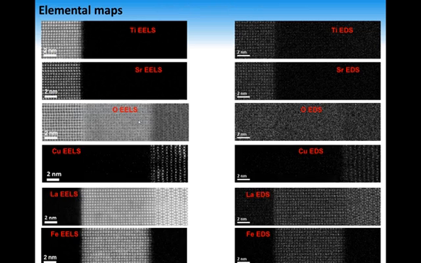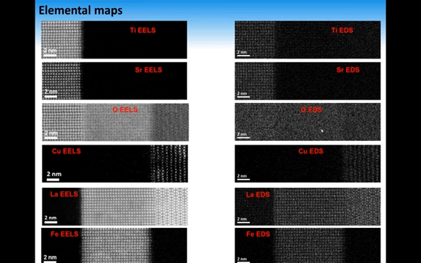So these are all elemental maps. These are the EELS elemental maps. If you look at each map, it basically shows much higher contrast than the equivalent map obtained using EDS, especially for copper.